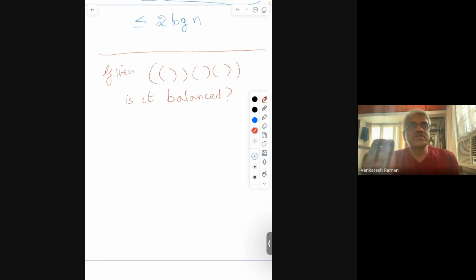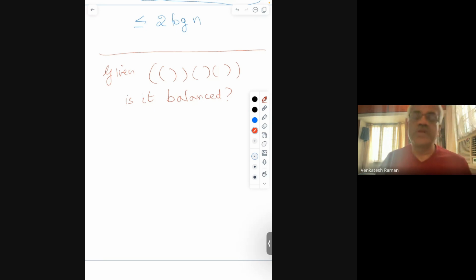Okay, so always any mathematical statement, if you want to show it is wrong, you have to give what is called a counter example. So that means you provide an input on which you say this algorithm will say yes, it is balanced, but actually it is not balanced. The algorithm will be wrong. So can you give me a counter example, Reshmi?